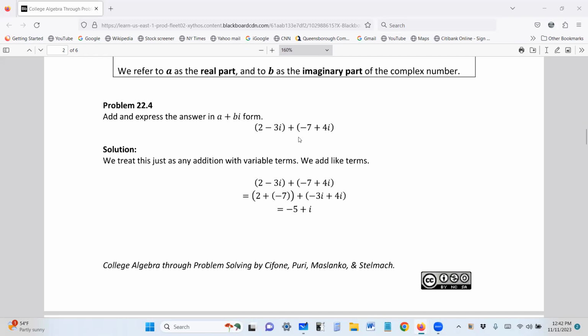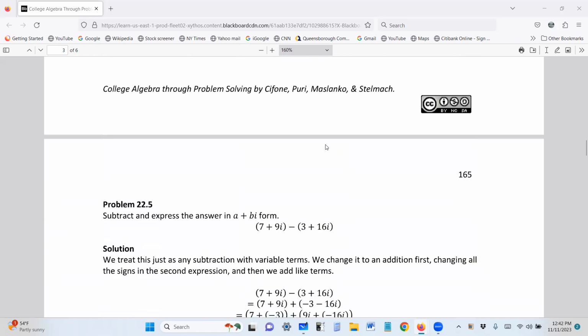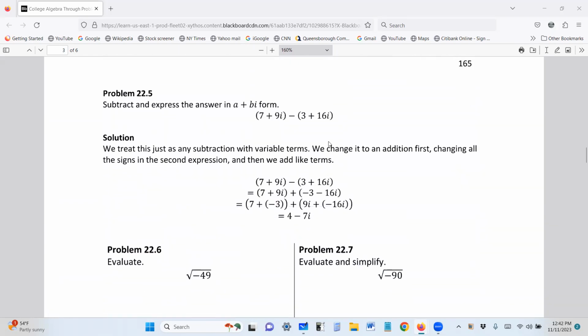So it's very easy, right? Addition and subtraction. This is a case where we have subtraction. So again, 9i and 16i are paired up as like terms. So I have 7 minus 3, which is 4, and 9i minus 16i, which is minus 7i. So addition and subtraction, extremely easy, should not be a problem.